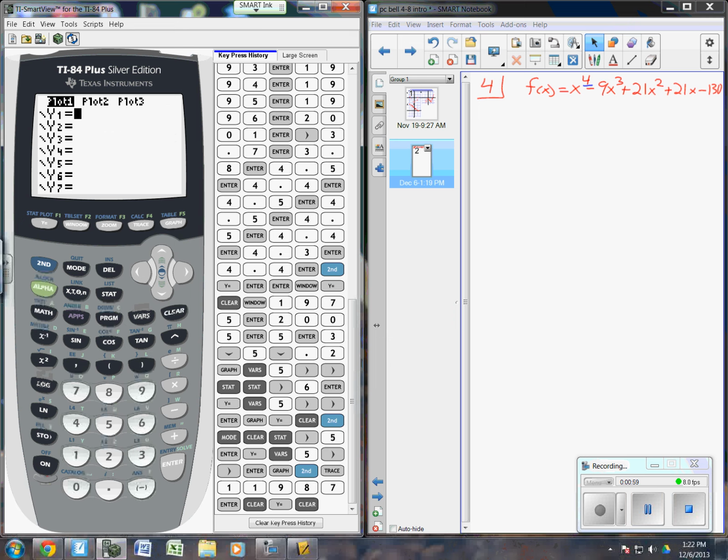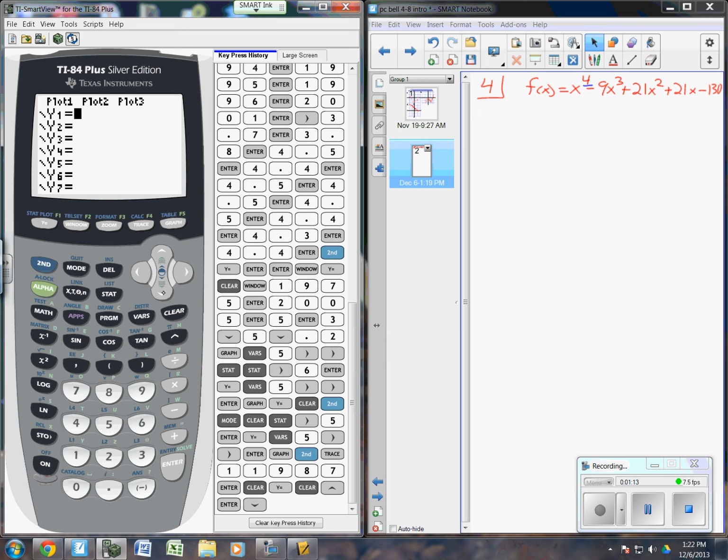Now, you guys, I had stat plots on in my last class, so I want everybody to go to your y equals screen, please, right now. And I want you to go up, highlight Plot 1, hit enter, and go back down so it turns it off. Will everybody do that? Otherwise, you're going to have problems with your calculator and you're not going to be able to graph this.